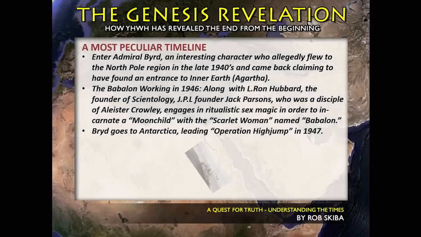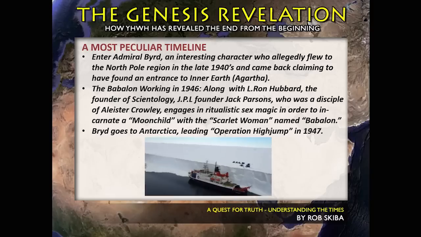Byrd goes to Antarctica leading a whole bunch of ships down there on an expedition called Operation High Jump in 1947. Why did they call it High Jump? Well, when you get to Antarctica, that's what you got to jump over. You got to get up over that wall.